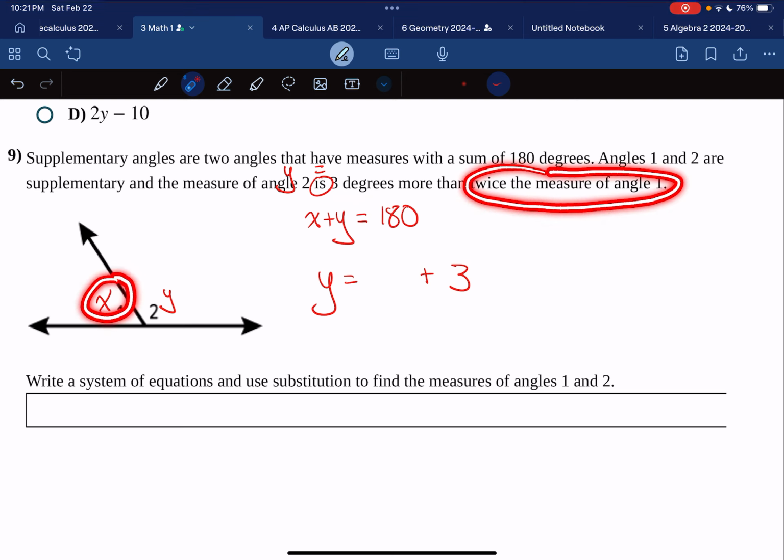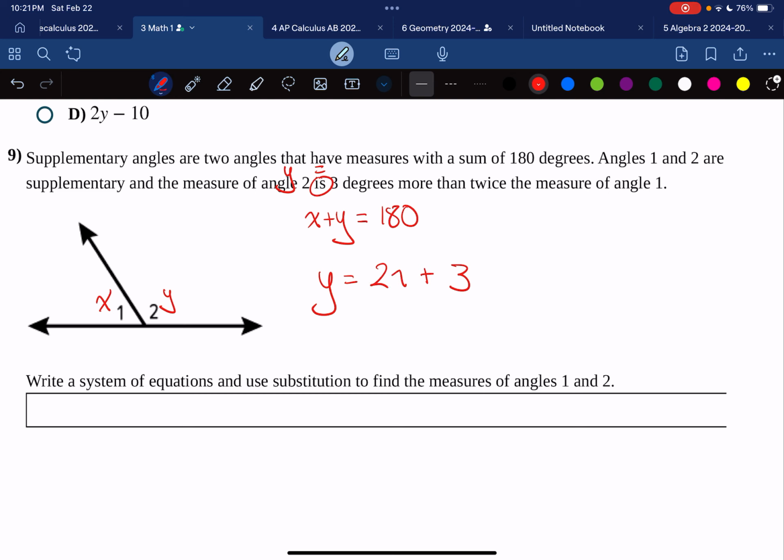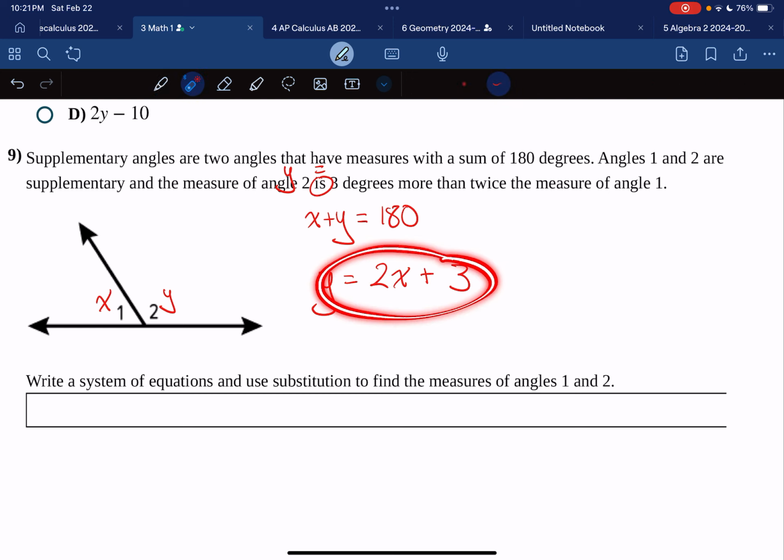Twice angle 1 is twice of x, or 2x. So getting this second equation was really tricky. But the way that math problems typically work for word problems is they're almost literal. Like if you know that angle 2 is y, switch it for a y. There it is. If you see the word "is," make it an equal sign.